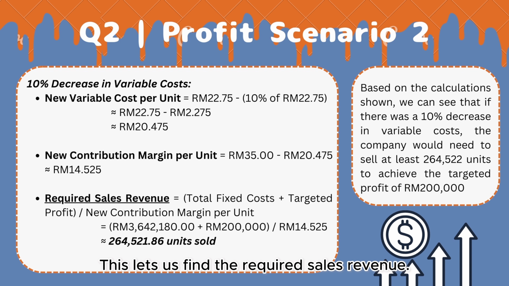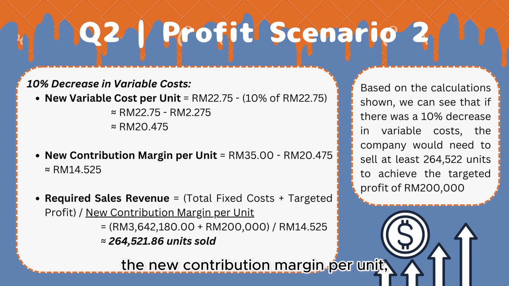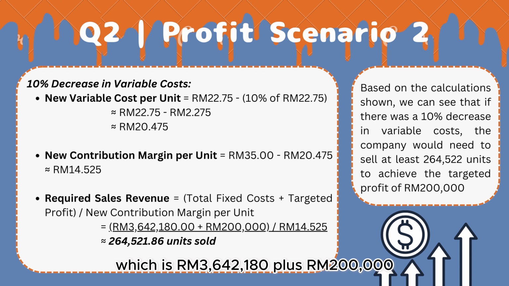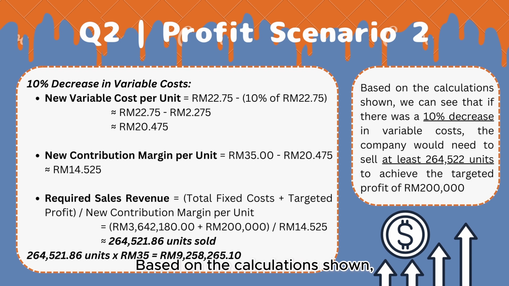This lets us find the required sales revenue. This is done by taking the total fixed cost and adding it with the targeted profit, and then dividing it with the new contribution margin per unit, which is 3,642,180 ringgit plus 200,000 ringgit divided by RM14.525. This comes out to a total of 264,521.86 units sold. Based on the calculations shown, if there was a 10% decrease in variable costs, the company would need to sell at least 264,522 units to achieve the targeted profit of 200,000 ringgit.